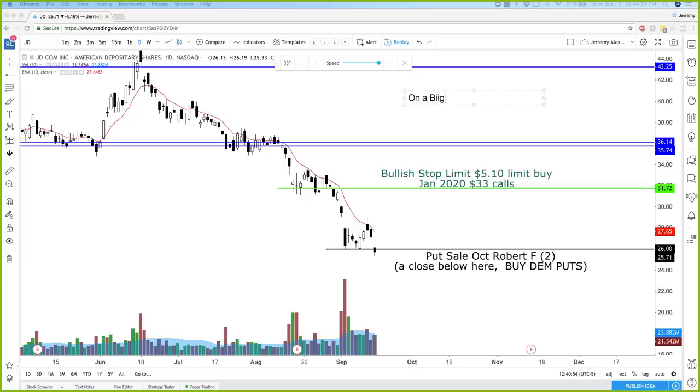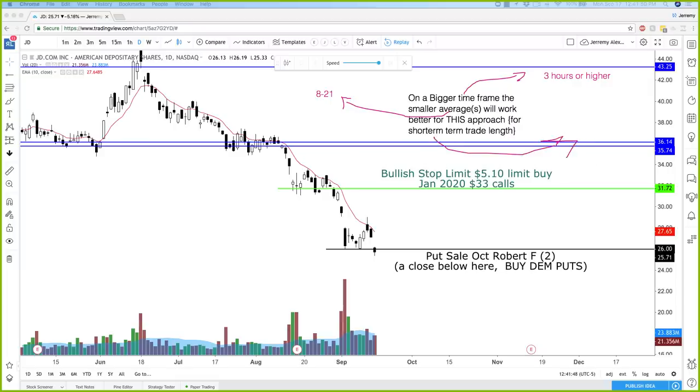on a bigger time frame, the smaller averages will work better for this approach, for shorter term trade length. All right. So on a bigger time frame, so let's define bigger time frame. My definition of that is going to be 3 hours or higher. So 3 hour candles or up is a bigger time frame. How would I define smaller averages? I would define those as 8 to 21 EMA. And how would I define shorter term trade length? 4 months or less.